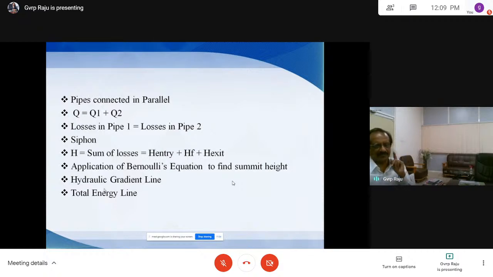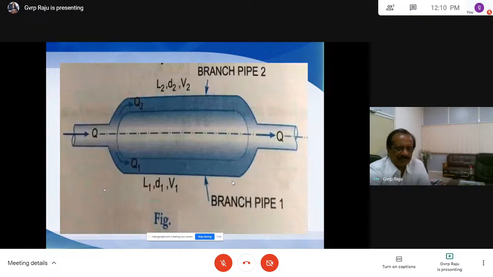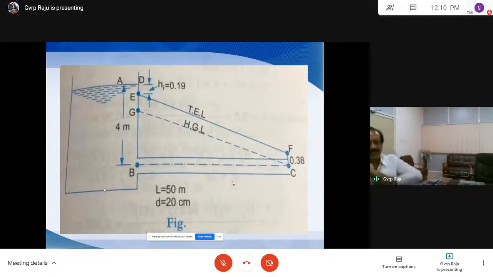Simple: the hydraulic gradient line you can also call a piezometric line, because it is a line which is giving piezometric heads. The total energy line is a line which is giving total energies, total heads. Simple difference: hydraulic gradient line is the piezometric line, and total energy line is also the total head line. You can easily differentiate.